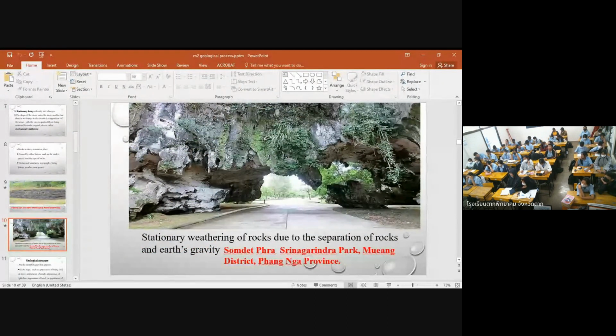This is stationary weathering of the rocks due to the separation of rocks and the Earth's gravity. I told you we also have this kind of rock that is formed because of the Earth's gravity. This is from Phangan province, Sondit Phra Rina Garendra Park, Meng district. This is the example of stationary weathering of rocks due to the separation of rocks and Earth's gravity.